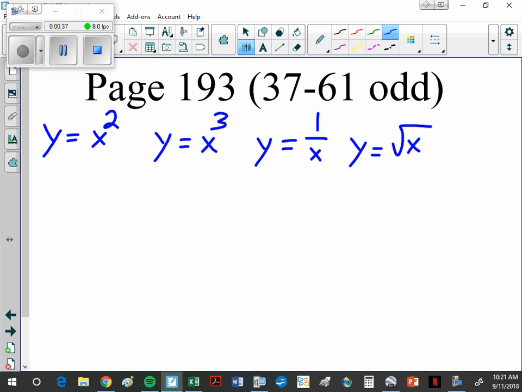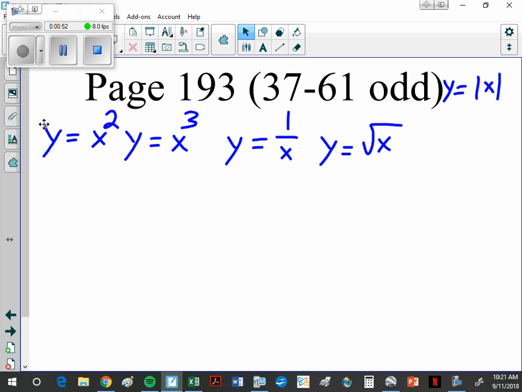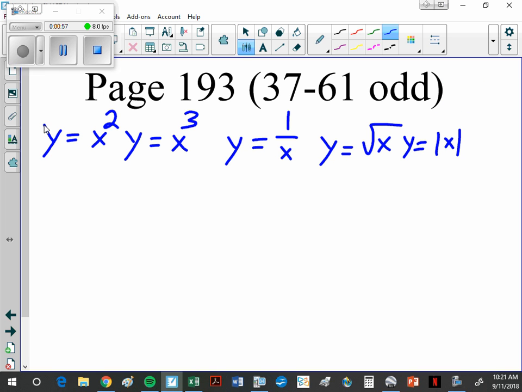What else do they use? Absolute value of x and third root of x. Yeah. Absolute value of x. I'm running out of room. And y equals the third root of x. Okay.